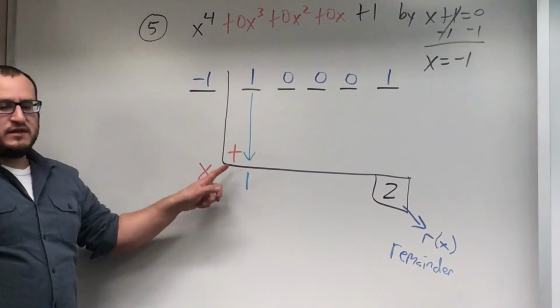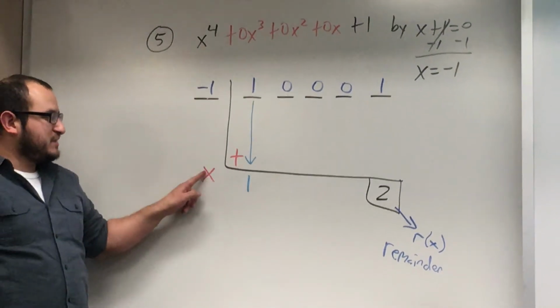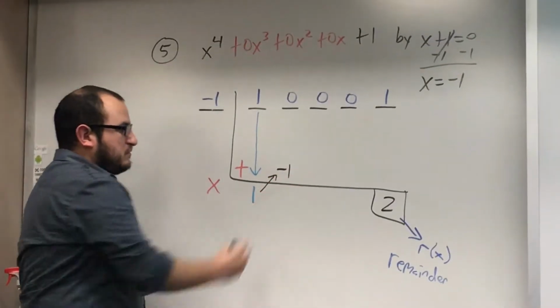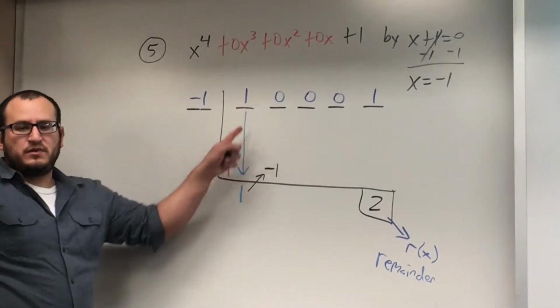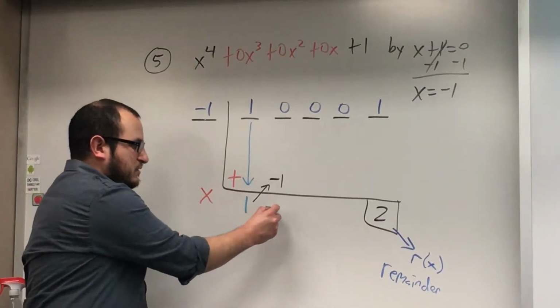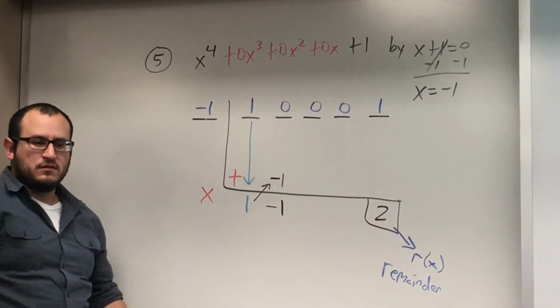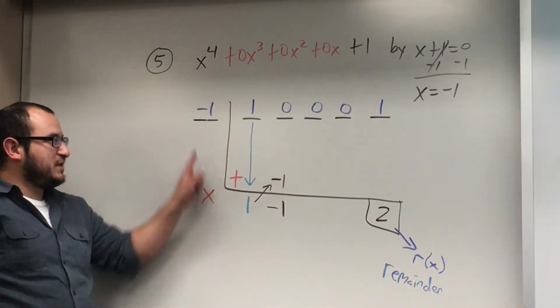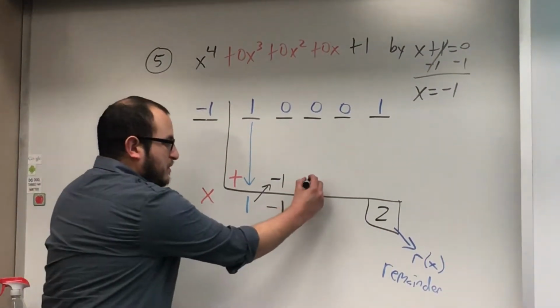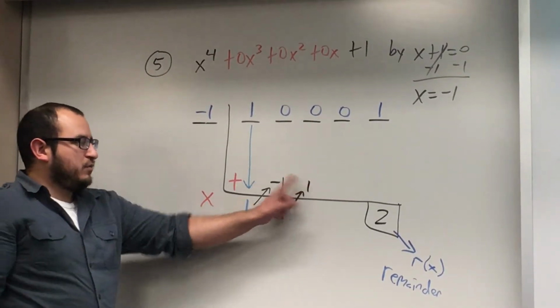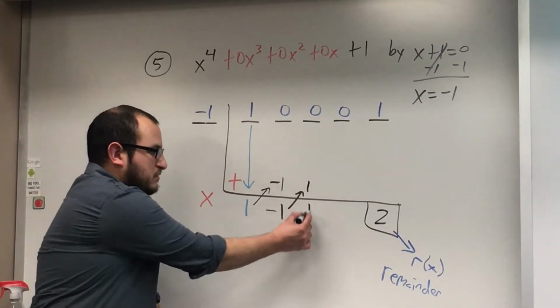So once you have two numbers on the outside, go ahead and multiply. So negative 1 times 1 is negative 1. That goes here. And now you have two numbers inside, so go ahead and add them. So 0 plus a negative 1 is still negative 1. And now you have one new number on the outside. Negative 1 times negative 1 is positive 1. Go ahead and add: 1 plus 0 is still 1.